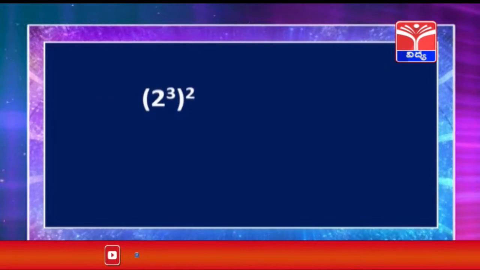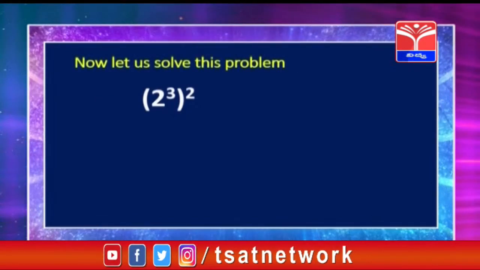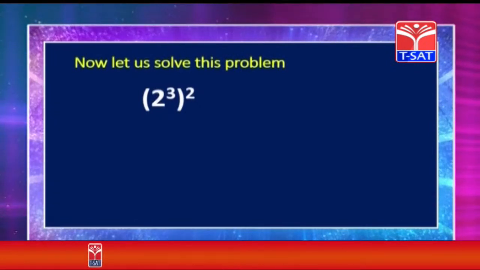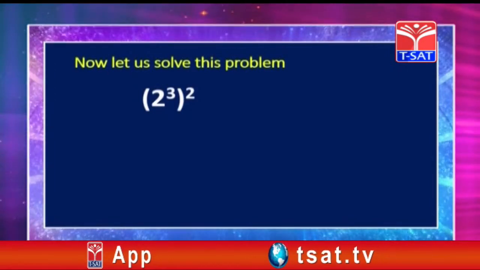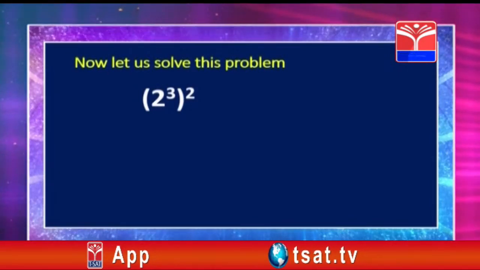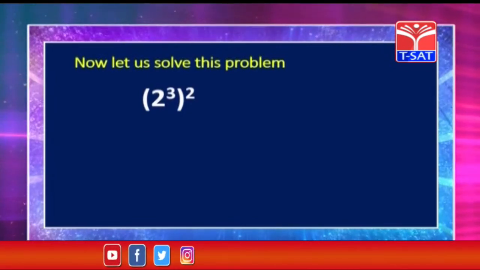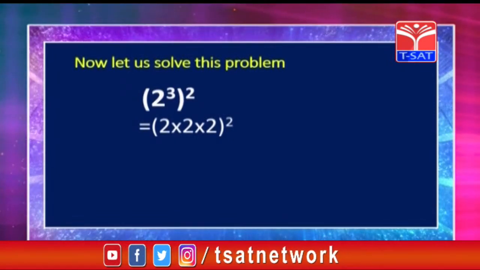Now look at this problem. 2 to the power of 3 and whole to the power of 2. Now we'll solve this problem now. The exponential form which is there inside the bracket, what is there? It is 2 to the power of 3. Therefore, 2 to the power of 3 can be multiplied like this. So 2 is multiplied 3 times.